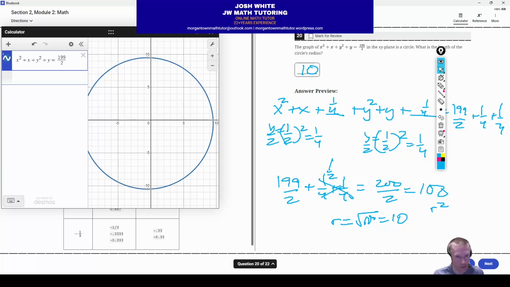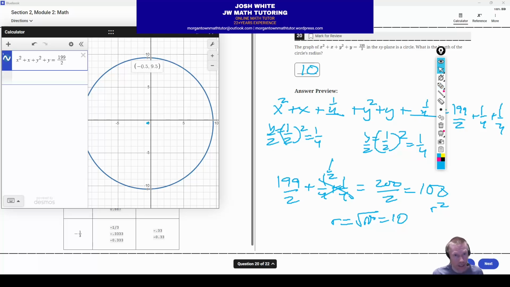Do not use the y-intercept. A lot of students use the y-intercept values and find the distance between those and divide it by 2. That's not the radius, because the circle technically is centered, if you do it out, at negative 1/2, negative 1/2. It's centered right here. It's not centered at the origin.